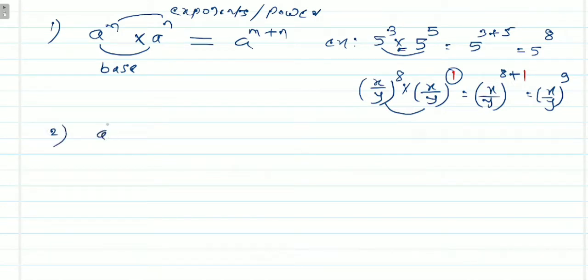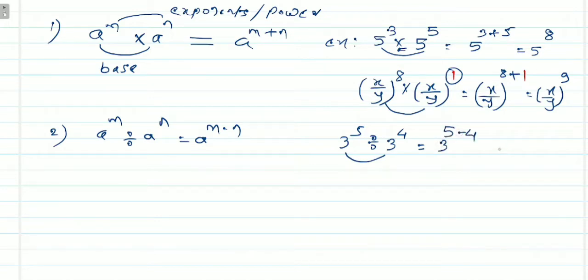Now a similar formula: if the base is the same but there is a division between the two numbers, then you subtract the powers. For example, 3 raised to power 5 divided by 3 raised to power 4. Now the base is the same, there is division, so you subtract first power minus second power and you get the answer as 3 raised to power 1. You can also write it as 3 only, because if you don't write any power, that means the power is 1. Then x raised to 8 divided by x raised to 10.